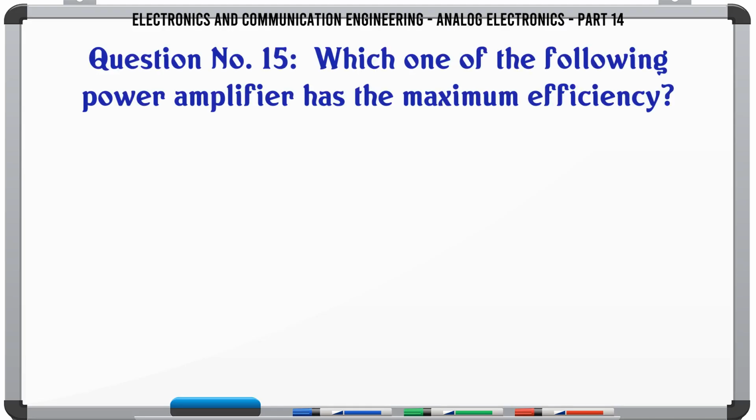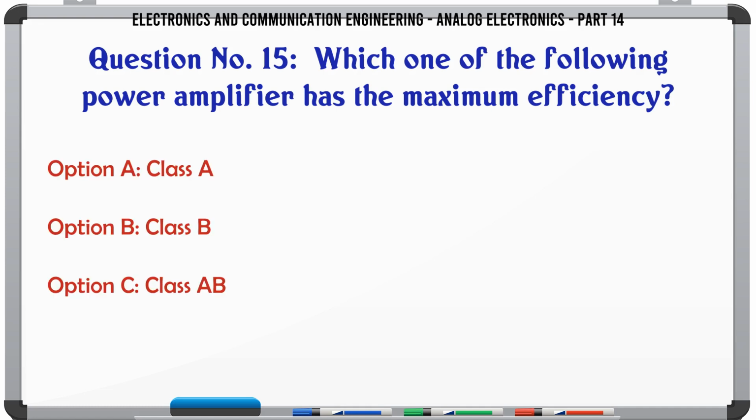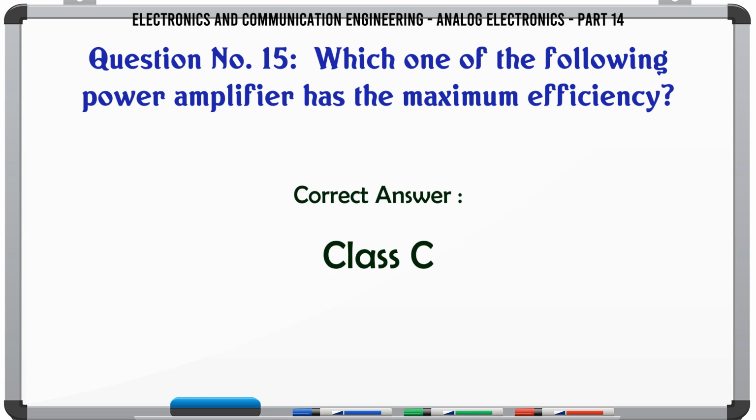Which one of the following power amplifiers has the maximum efficiency? A, class A; B, class B; C, class AB; D, class C. The correct answer is class C.